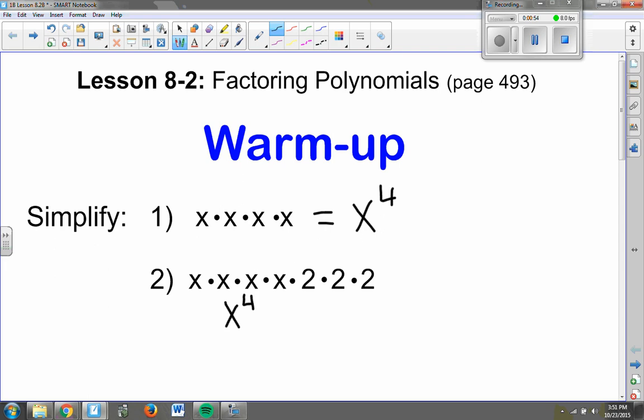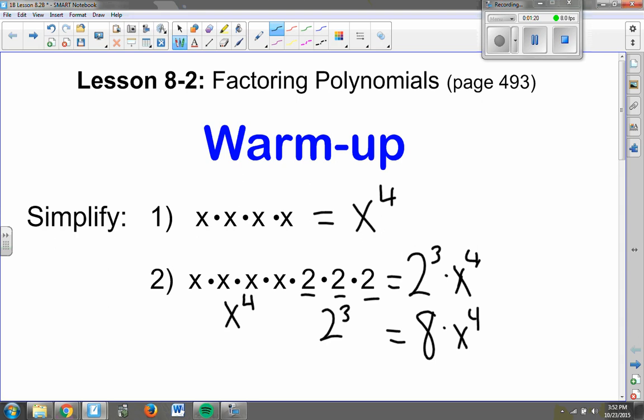And then I'm timesing that by 2 times 2 times 2. That's 3 2's all multiplied together. That's 2 to the 3rd power. So this is equal to 2 to the 3rd power times x to the 4th power. And now 2 to the 3rd, if we were to simplify that, that would be 8. 2 times 2 is 4, times 2 again is 8. And still times x to the 4th power.